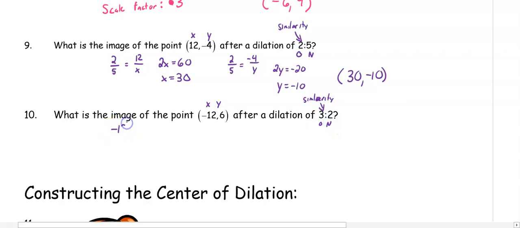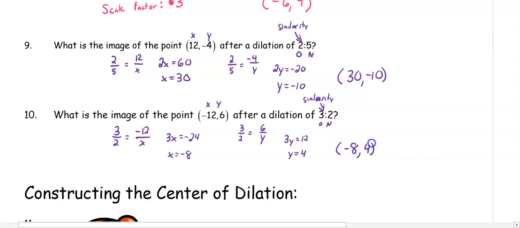So if I have my ratio of 3/2, I'm going to set that equal to -12 over x. So when we cross multiply, 3x equals -24. So x is -8. And then we also have 3/2 equals 6 over y. So when we cross multiply, 3y equals 12. So y is 4. So our new coordinate would be -8, 4.